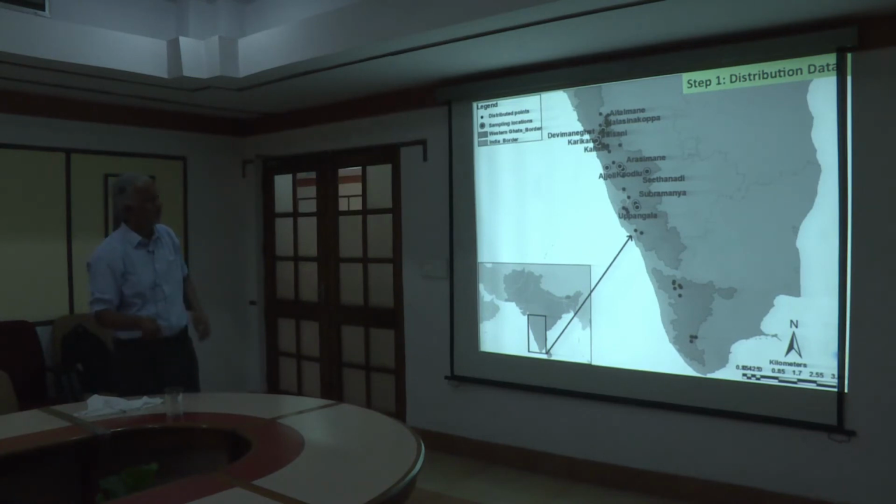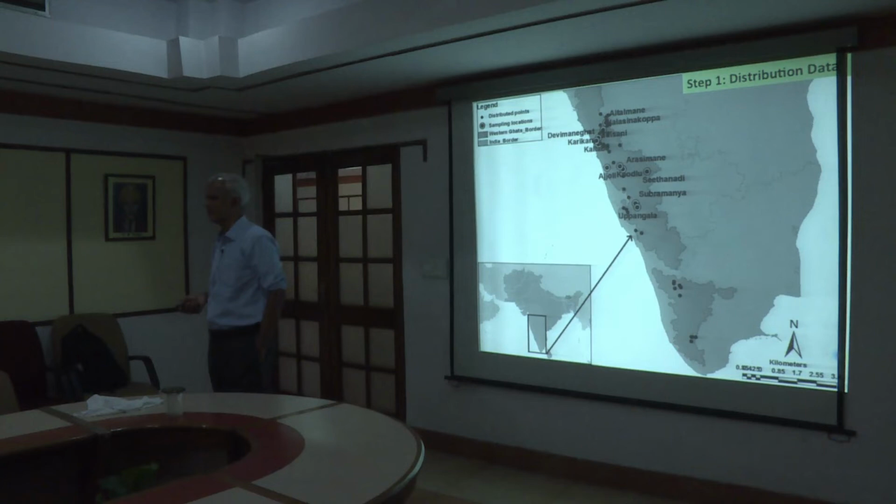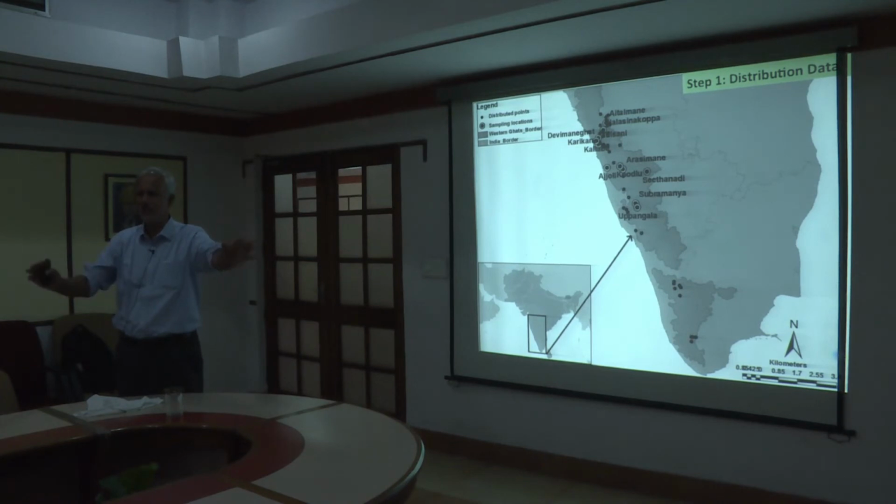Now I will ask a question. What is the ecological niche of this species? From this data, can you now tell what is the ecological niche of the species? Remember, we are talking of one species, Myristica malabarica, and this fellow has now looked at the species distribution in the Western Ghats, and now I am asking this question. So what is the ecological niche of Myristica malabarica?